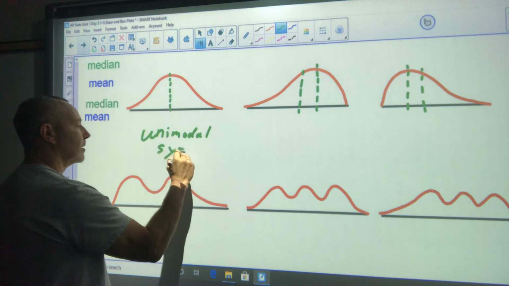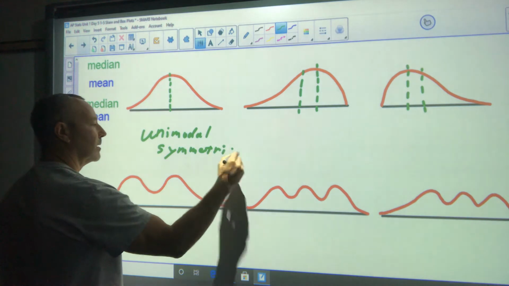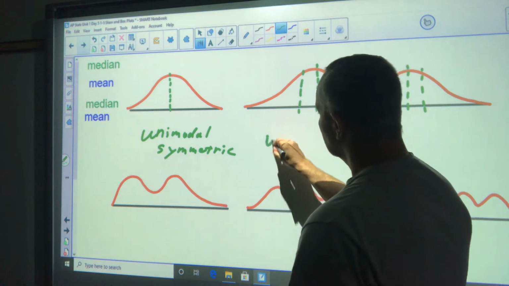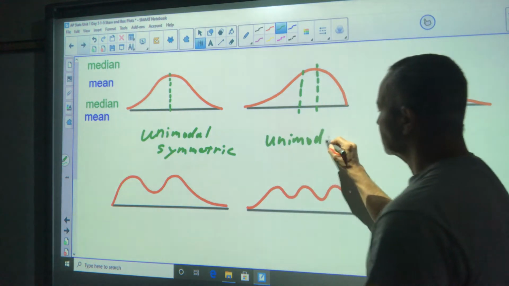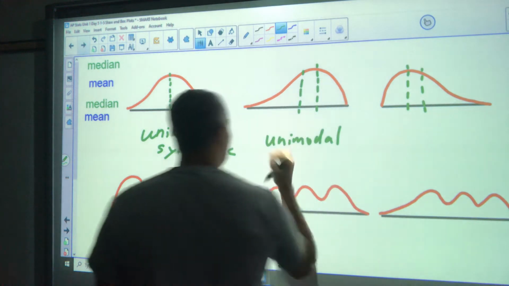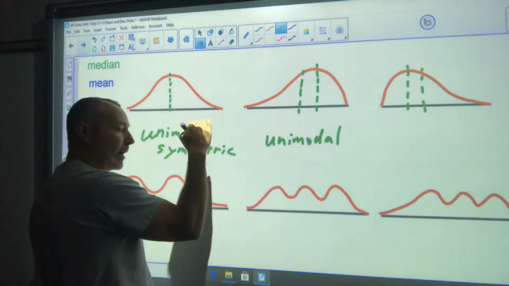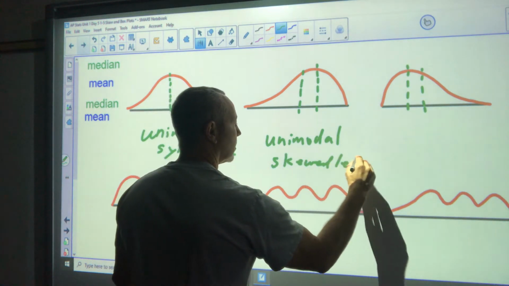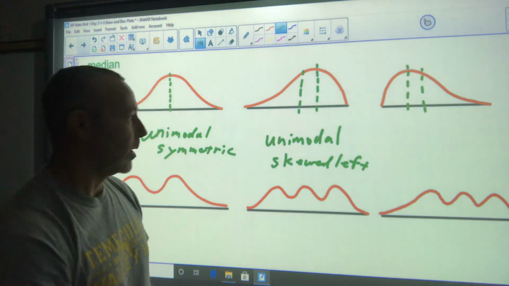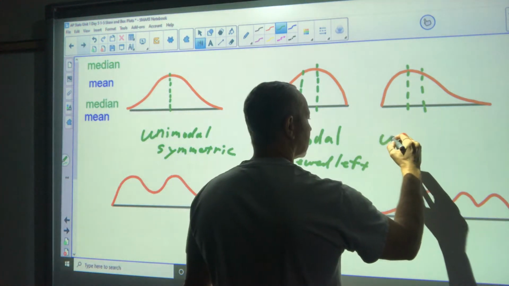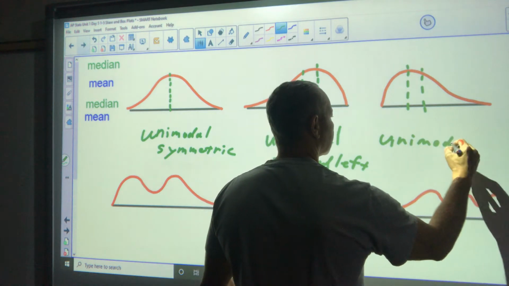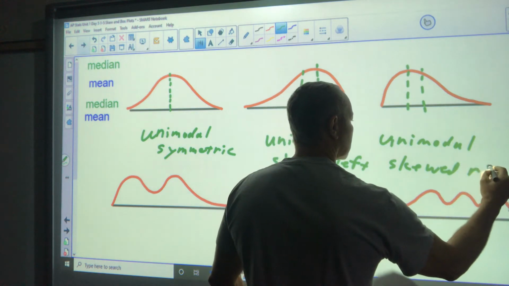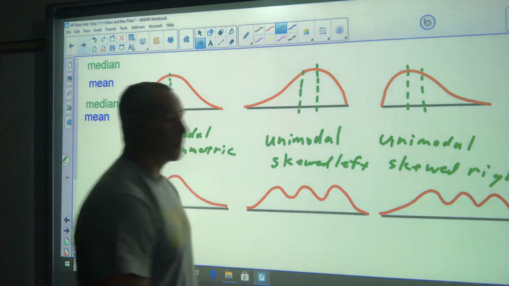It is also symmetric. Okay, these both have one lump. They're all unimodal. All right, and as we discussed here, all the materials over there, there's someone way out here on the low side. This would be skewed left, or skewed to the left if you wanted. This also is unimodal. And it would be skewed to the right.